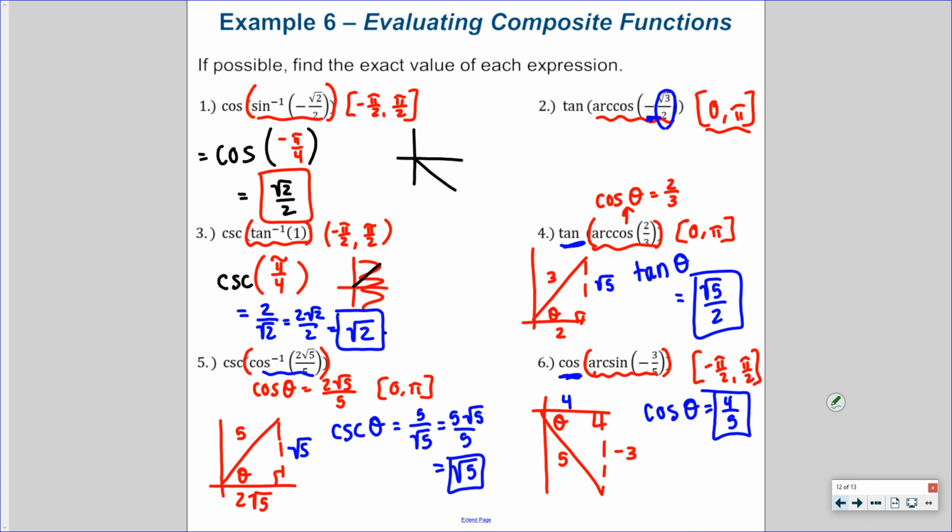Inverse trig came up today in my AP Calc class. I can't remember why. And I was like, hey, we're doing this right now in Precalc. How fun.